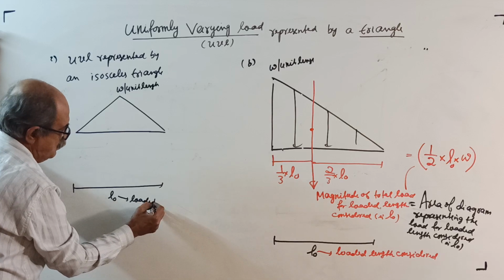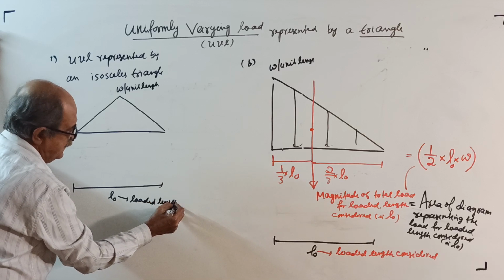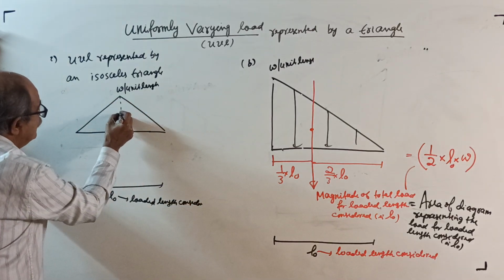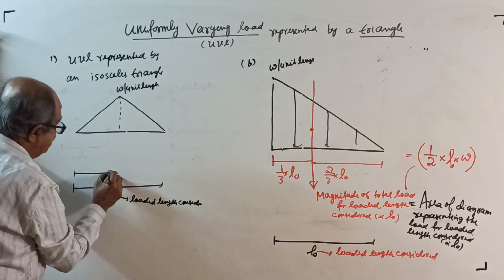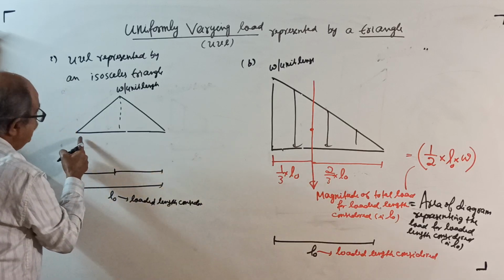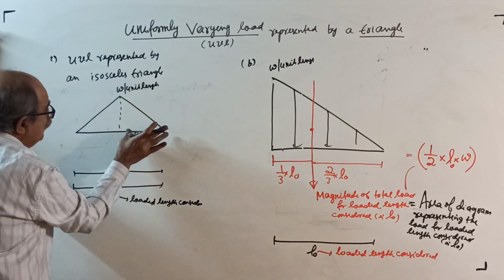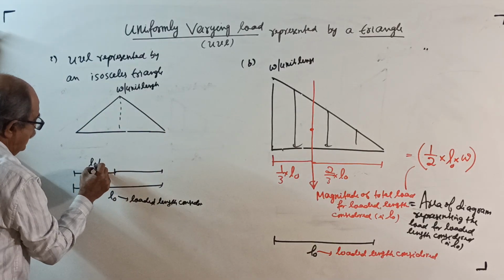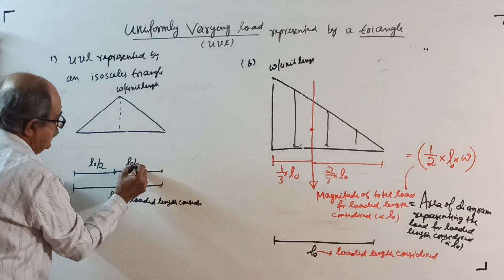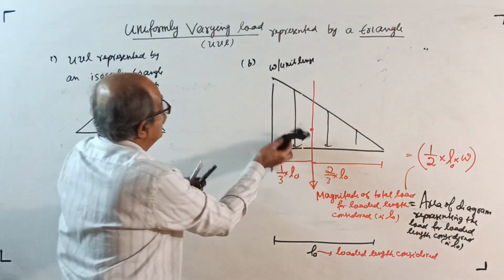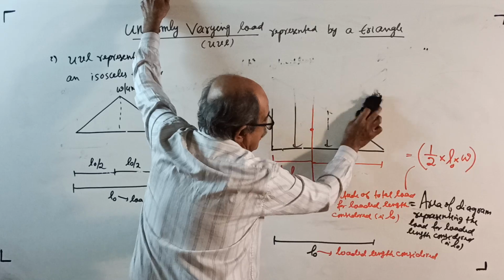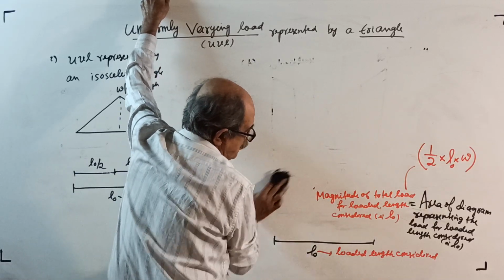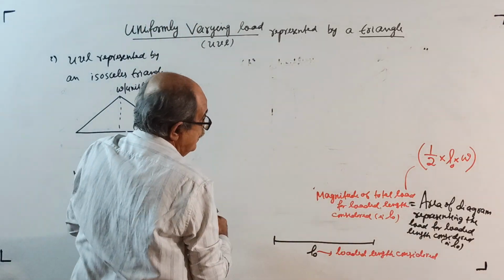Red color I am not using now. Loaded length considered. Full length considered. And remember, each of these distances is equal. See, isosceles means this side equals this side. If this is L0, this is L0 by 2, L0 by 2. Okay. Now, come here. I am adjusting this one. See, this is to save time. I don't have to write again and again. Same place.